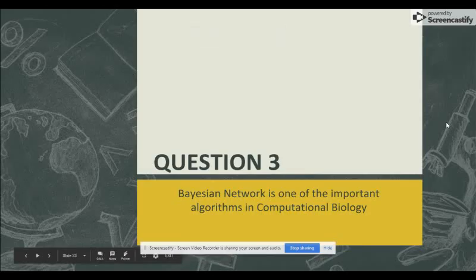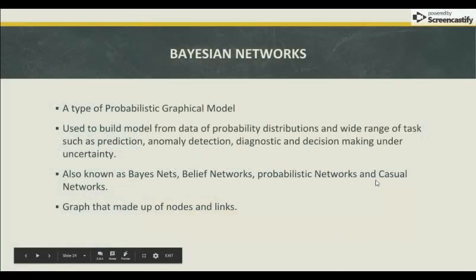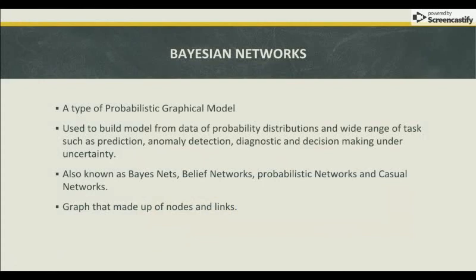Okay, next is question 3, which is that the Bayesian network is one of the important algorithms in computational biology. Bayesian networks are a type of probabilistic graphical model that is used to build models from data of probability distribution and for a wide range of tasks such as prediction, anomaly detection, diagnostics, and decision making under uncertainty. Also known as Bayes nets, belief networks, probabilistic networks, and causal networks.